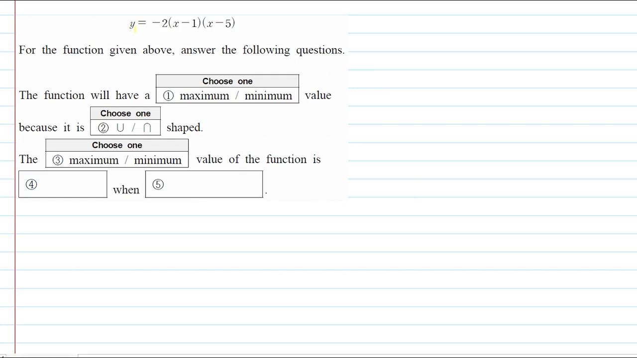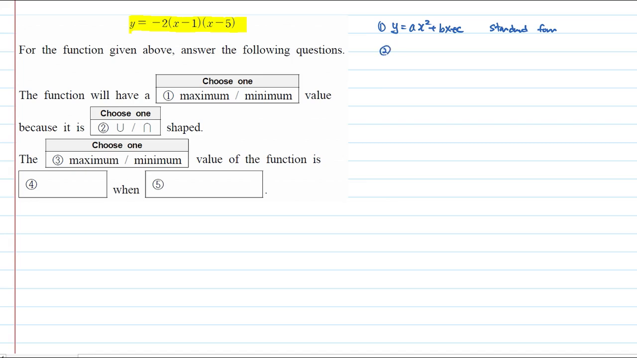y is negative 2 times x minus 1 times x minus 5. That's the question that is given to us. It's a parabola. Let's review the parabola. There are 3 types. The first one is y equals a x squared plus b x plus c. This is called the standard form.